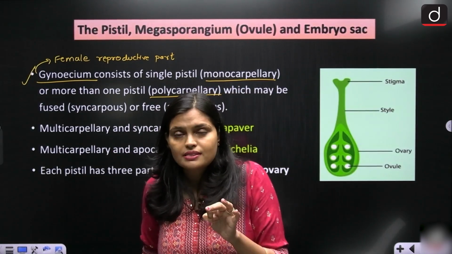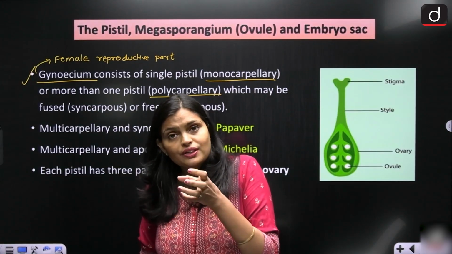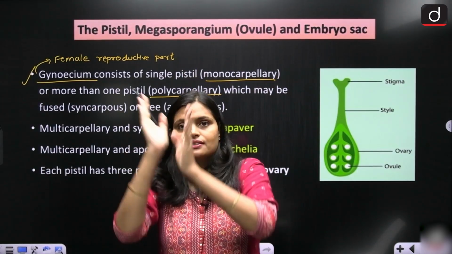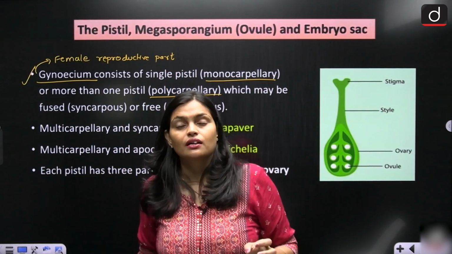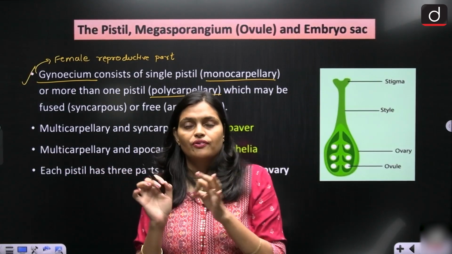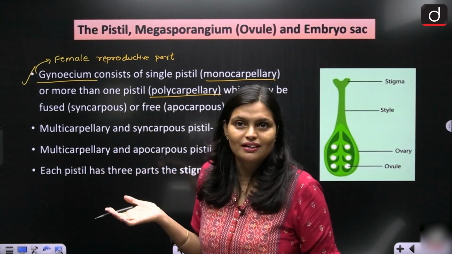अगर ये सारे pistil एक दूसरे में fused हैं, ठीक है, चिपके हुए, आपस में मिले हुए हैं, like suppose you have this stigma style, लेकिन ये fused है, called syncarpous. If they all are separated, free, okay, what are they called? They are called apocarpous. Okay.